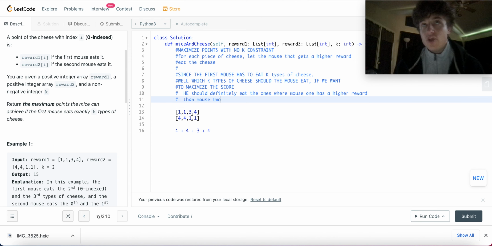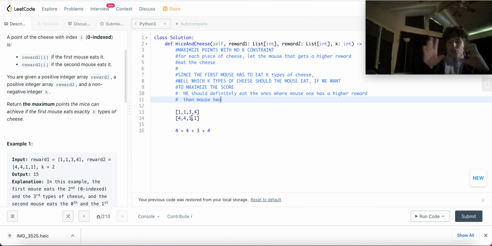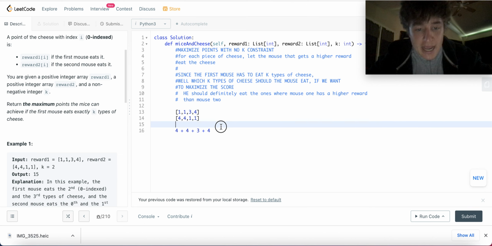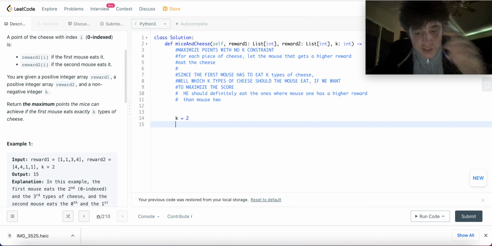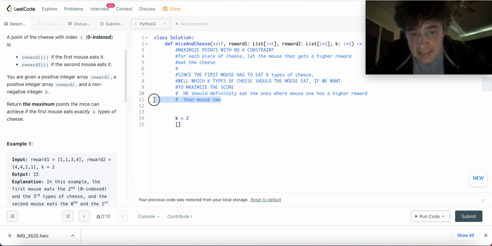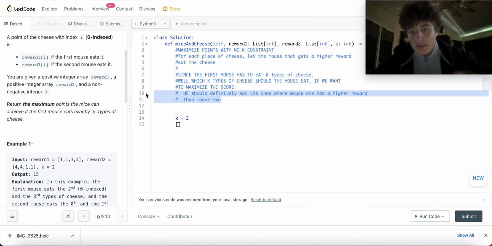But I guess this point is too general, because on a case by case basis, there may not be K pieces of cheese where you make more points by eating it, or there may be more than K pieces of cheese where you make more by eating it, right? For example, imagine we had K equals two. So just as an example, this is a general idea, but it doesn't apply uniformly.